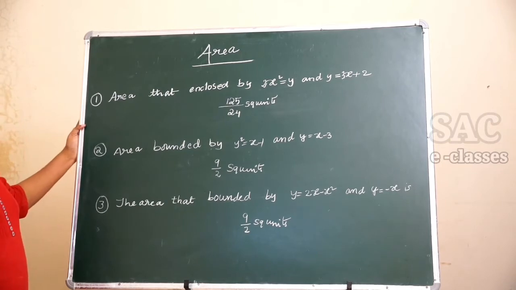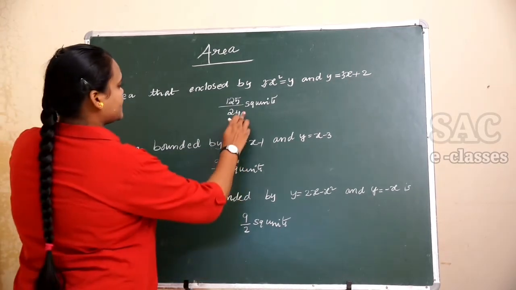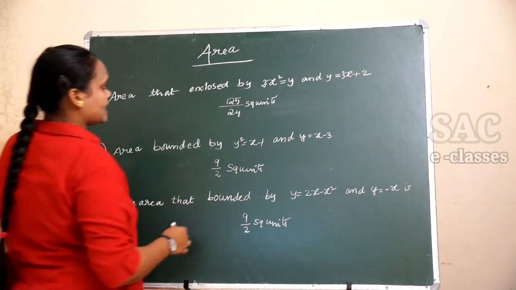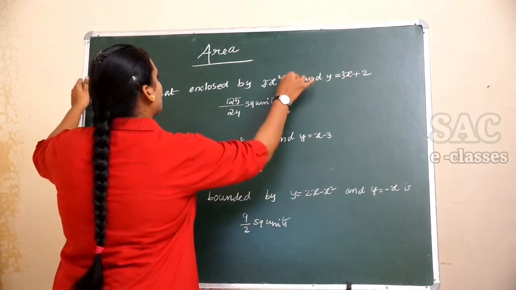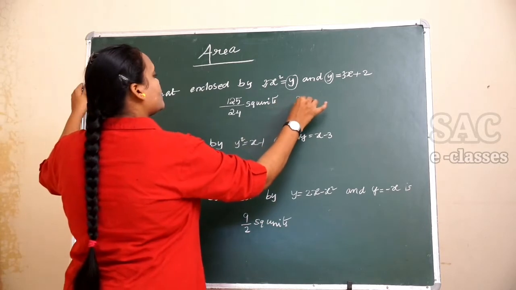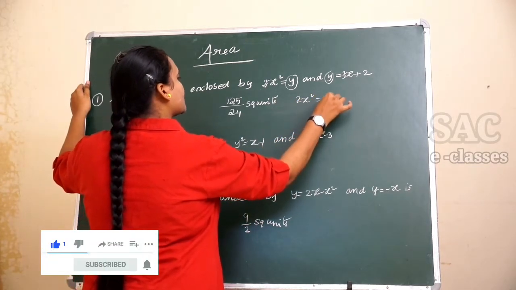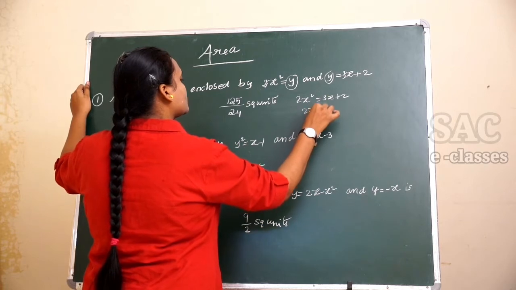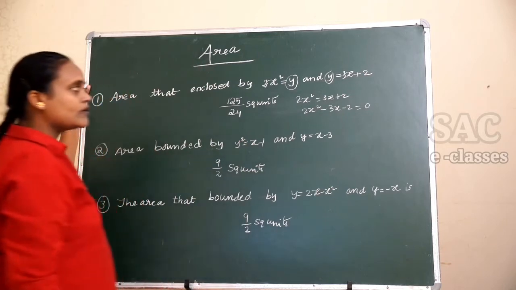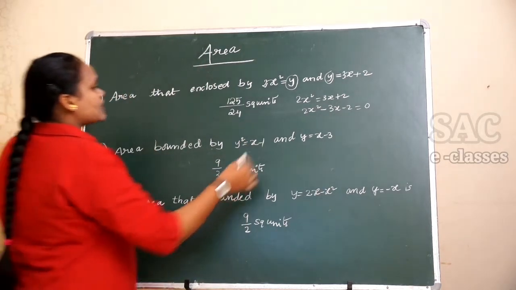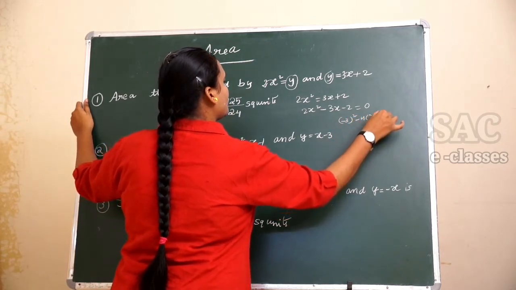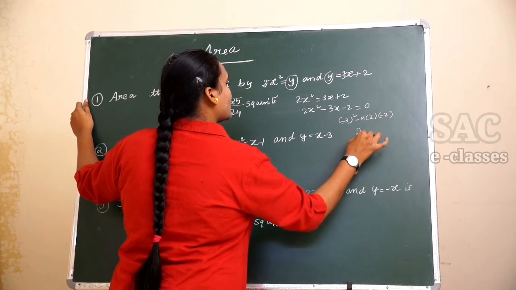Let's start our topic. Now let me explain how we got 125 by 24 square units as the area. Very simple. First of all, equate the y and y. Then 2x² = 3x + 2. Write 2x² − 3x − 2 = 0. Now find the discriminant, which is (−3)² − 4 × 2 × (−2), which gives you 25.